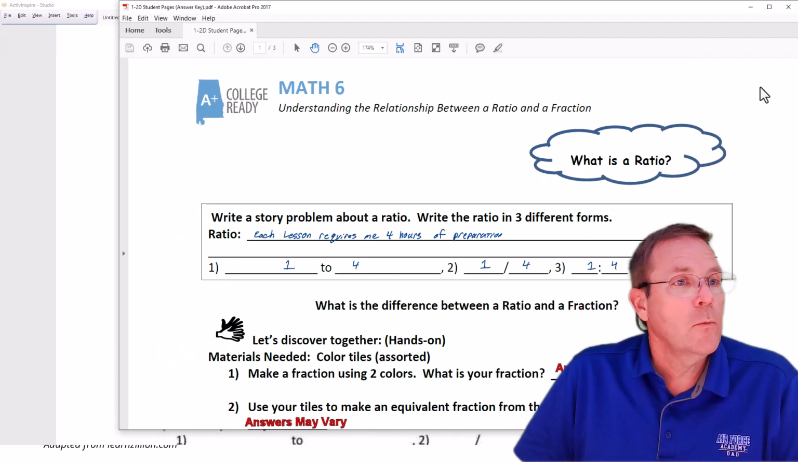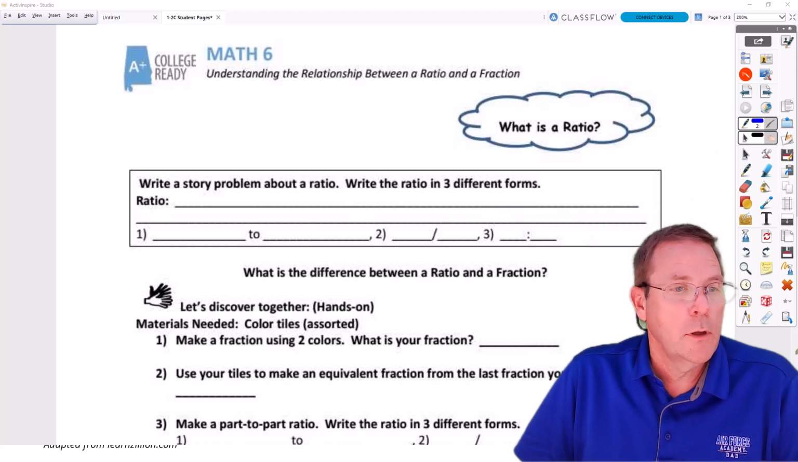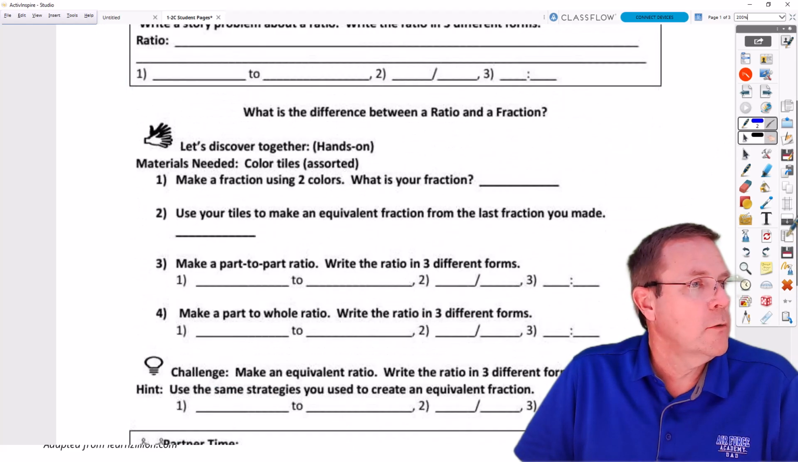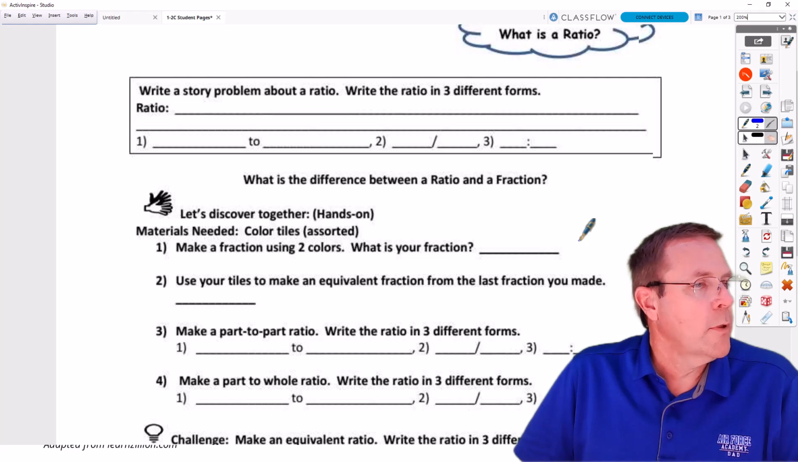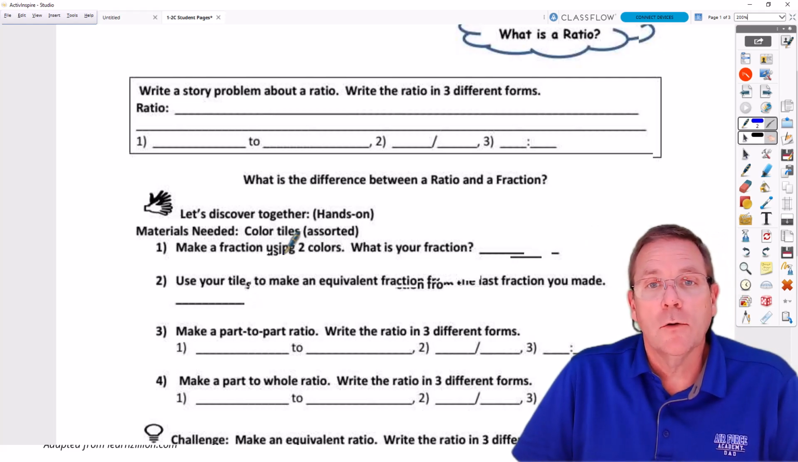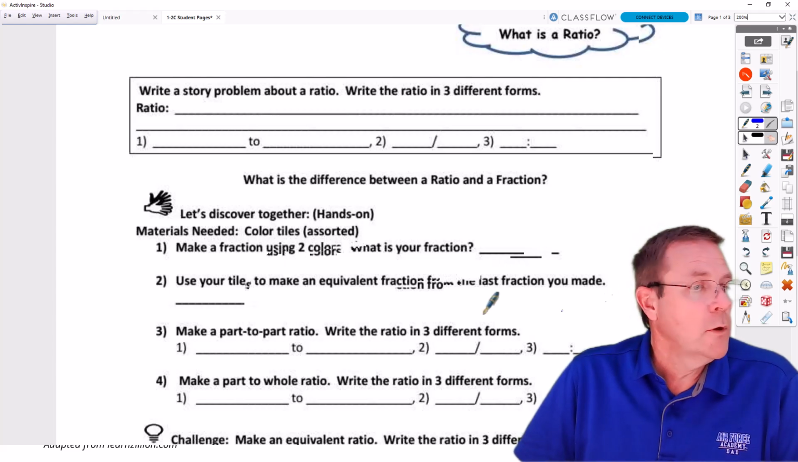Now the next thing we're going to dig into is we're going to start playing with our ratios a little bit more. You guys are going to use some color tiles, and you're going to take the color tiles you have and pull some ratios out of them. Pause the video, do that, and answer the questions that go here.